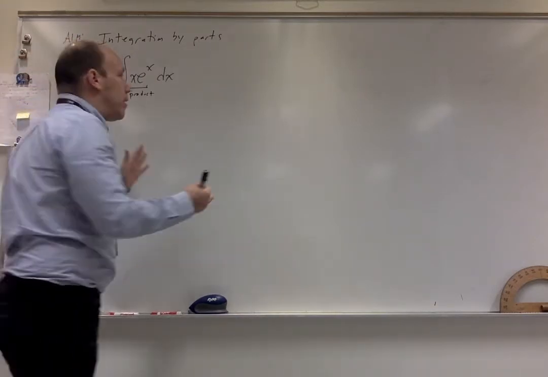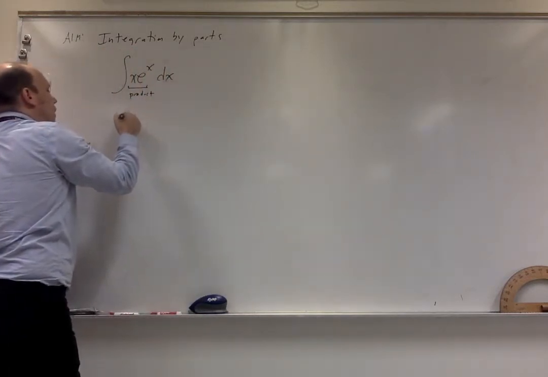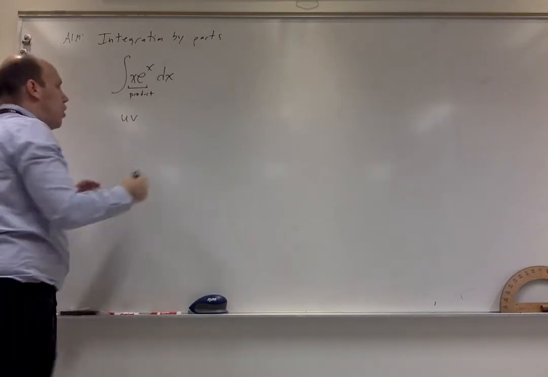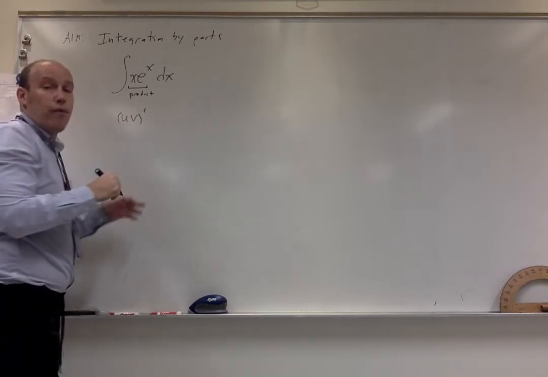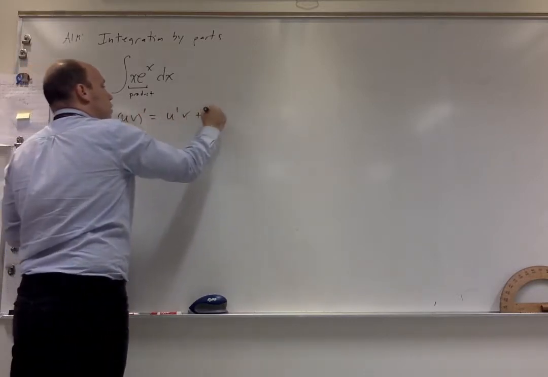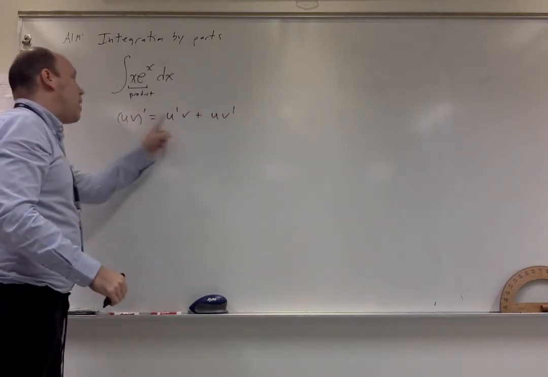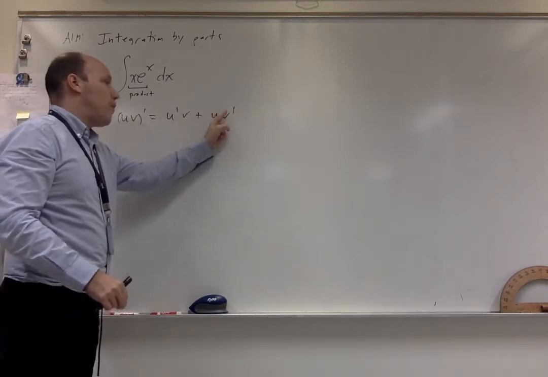Here's the theory behind it. Let's call two functions u and v. So u is one function, v is another function. We're going to take the derivative of u and v, and so we know it's u prime v plus u v prime. If you have the derivative of two functions, it's the derivative of the first, keep the second, plus keep the first, derivative of the second.